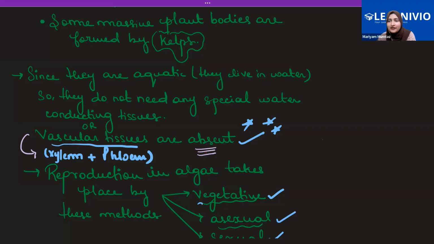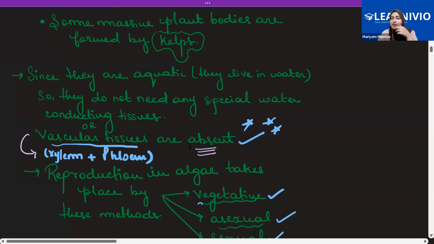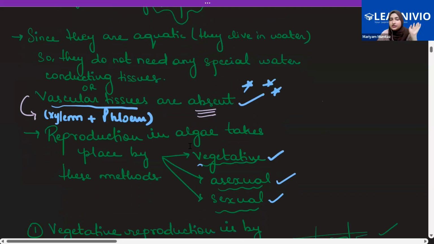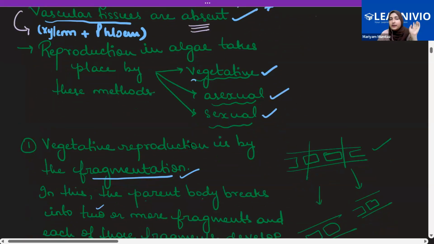Just like how in our body we have arteries and veins, which are called vessels of a body, same way in the plant, xylem and phloem are called the vascular tissues. So since they do not have the vascular tissues present, we call them avascular. Always remember that these plants, meaning the algae as a group, as a division, do not have any vascular tissues.